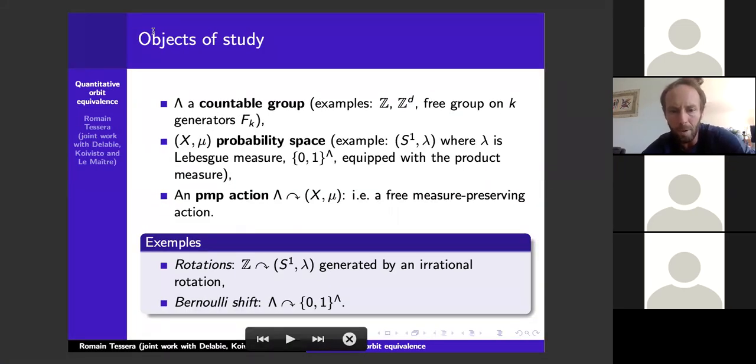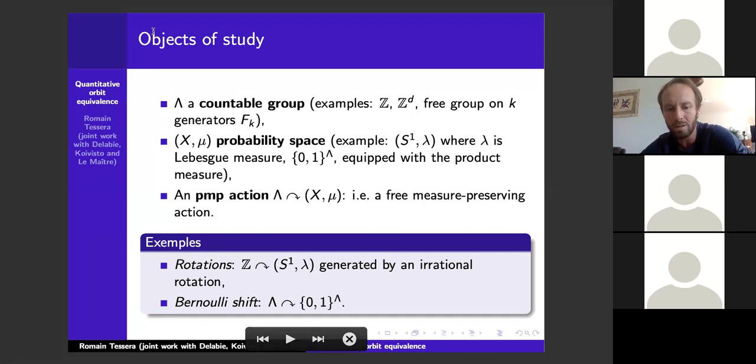So basic examples of such things are, for instance, you take an irrational rotation on the circle by Z. So why do we take irrational? Because if it was not irrational, then it would not be free, because it would have finite orbits. But if it's irrational, then it's free, and it's easy to see and well known that it's ergodic.